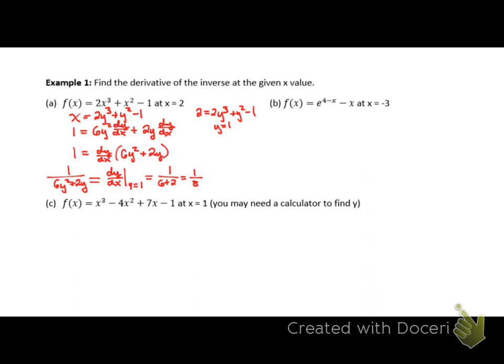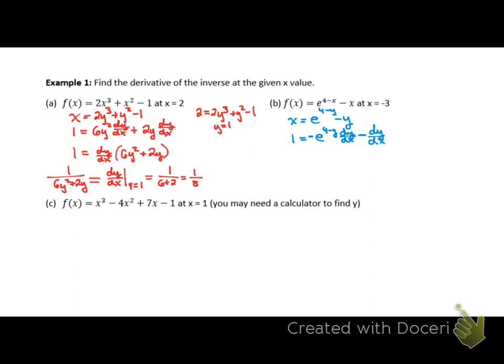Okay, let's do example B. So again, we swap x and y. So x equals e to the 4 minus y minus y. We take the derivative implicitly, so 1 equals. Now, the derivative of e to the 4 minus y is negative e to the 4 minus y. Remember, we used the chain rule, dy dx, minus dy dx.